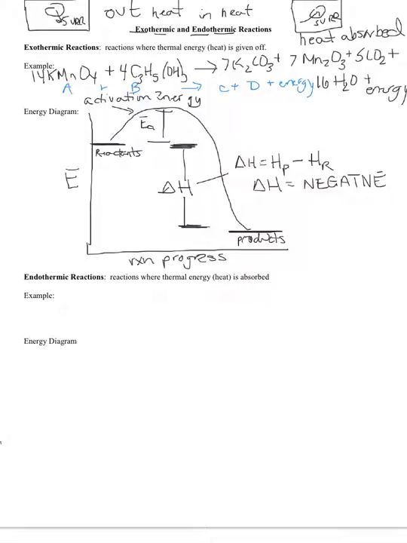We have reactions where the thermal energy or the heat is being absorbed. So just like before, let's do an equation here. Let's do barium hydroxide plus 2NH4Cl yields barium chloride, 2NH3, and water. And this time there's going to be energy also on the reactant side.